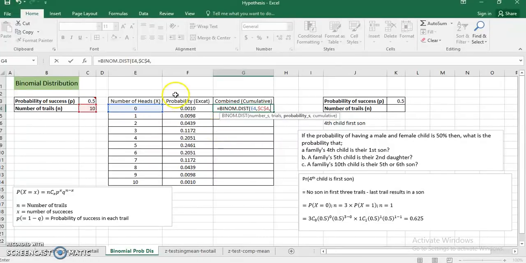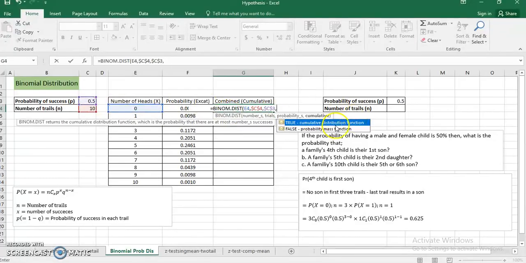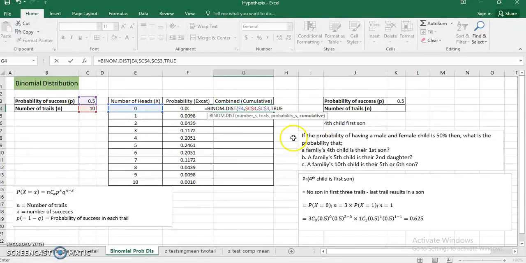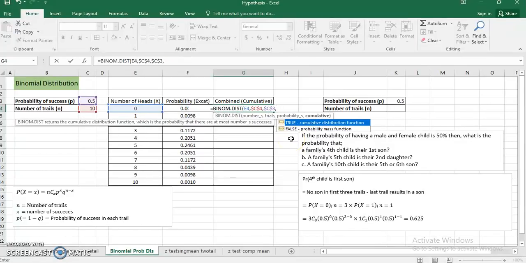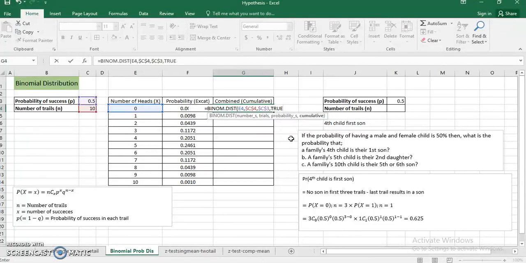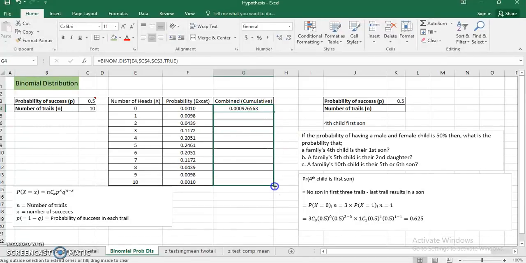Then it asks for the probability of success in each trial, which is 0.5. I again freeze it by using my F4 key. This time I'm talking about true or cumulative. The Excel code for true is 1. So either you can type 1 or you just press the tab key and the true pops in. And you hit return. The probability, and I drag it down. Now I'll just bring the points down.